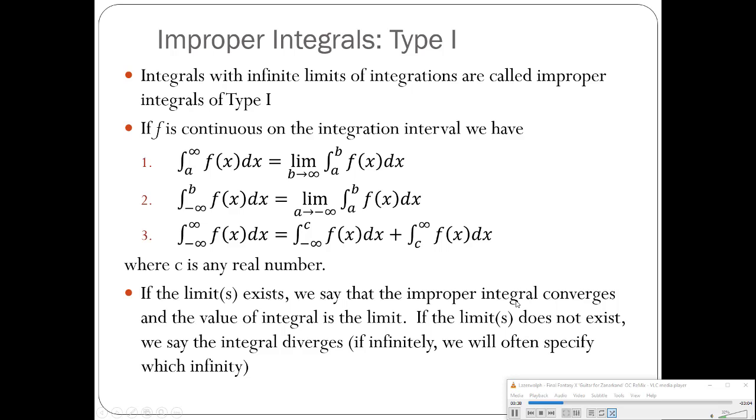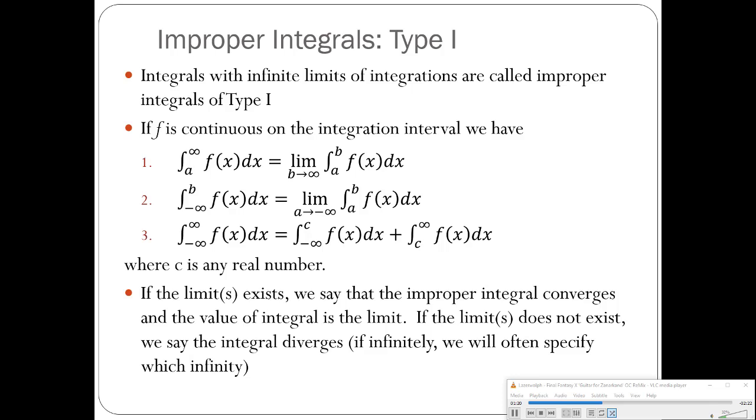And then lastly, before we go into an example, if the limit exists, we say the improper integral converges, and the value of the integral is the limit. So if we actually get a value from this, we say it's equal to the integral. And if the limit doesn't exist, we say the integral diverges. And if it goes to an infinity, then we'll specify which infinity. So we'll say, if this comes out to be positive infinity, we'll actually say it equals infinity, but it still means it diverges.